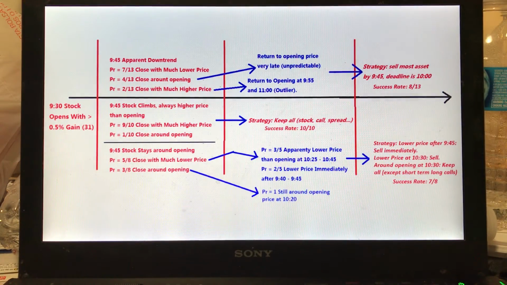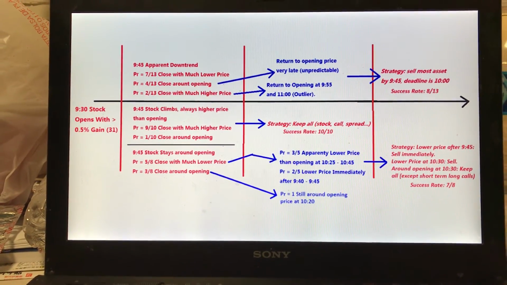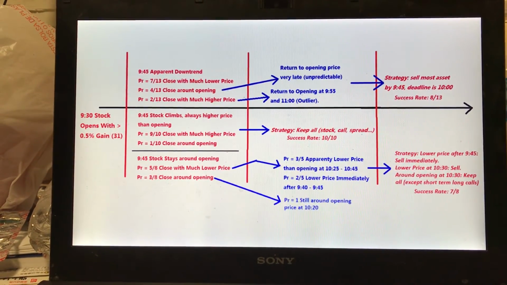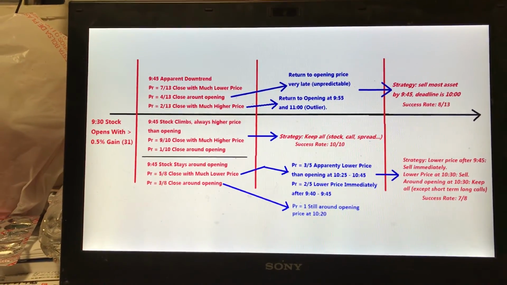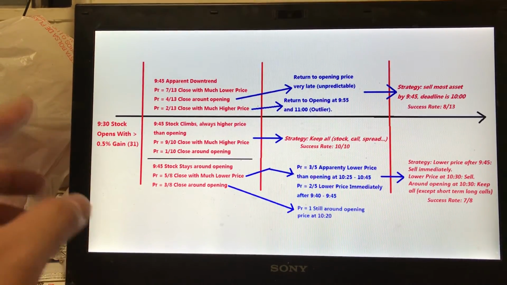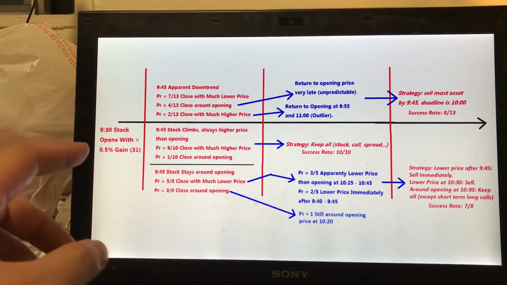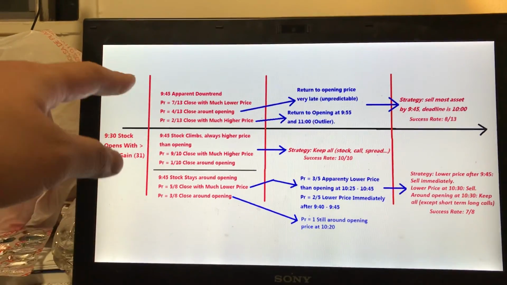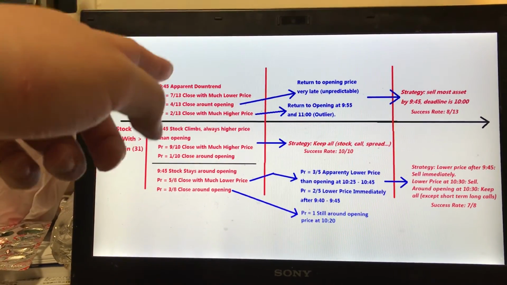So this is our diagram of how we can approximately trade if the stock has a high open. At 9:30 the stock opens with more than 0.5% gain, which is our 31 cases, and we can then divide it into 3 cases. You can see an apparent downtrend.